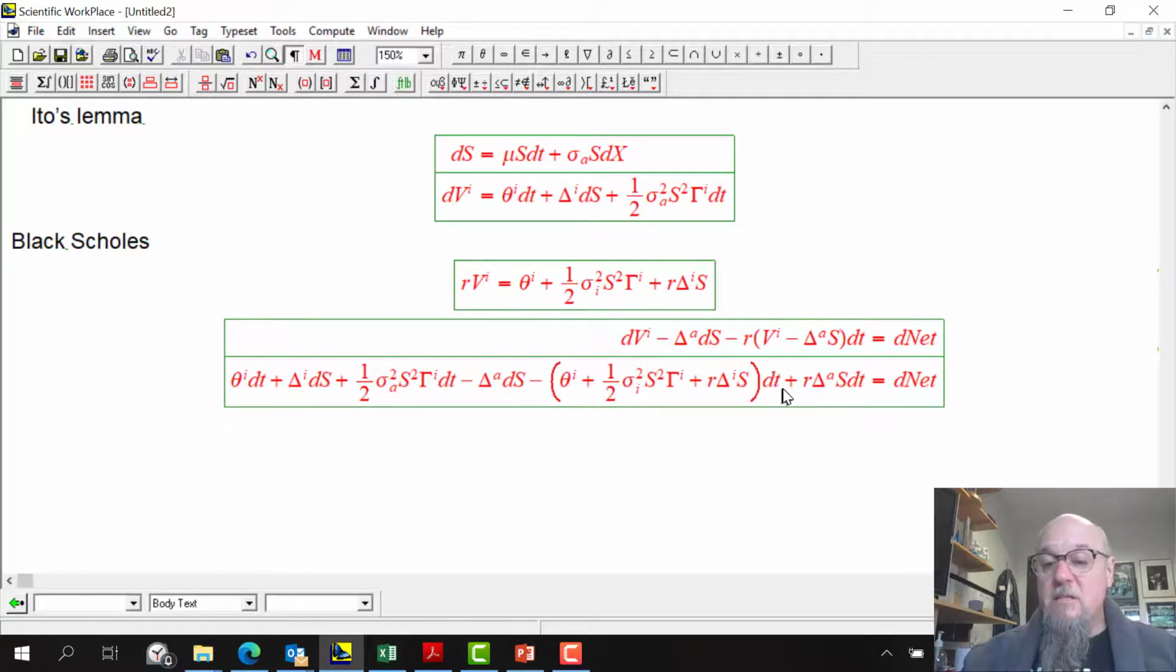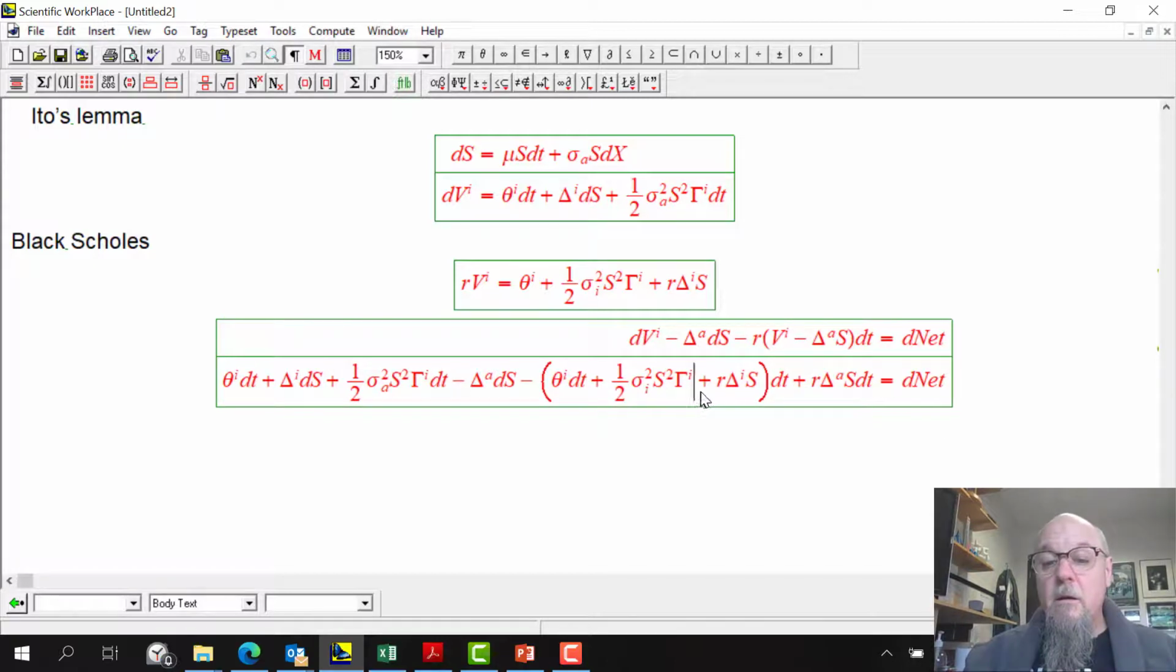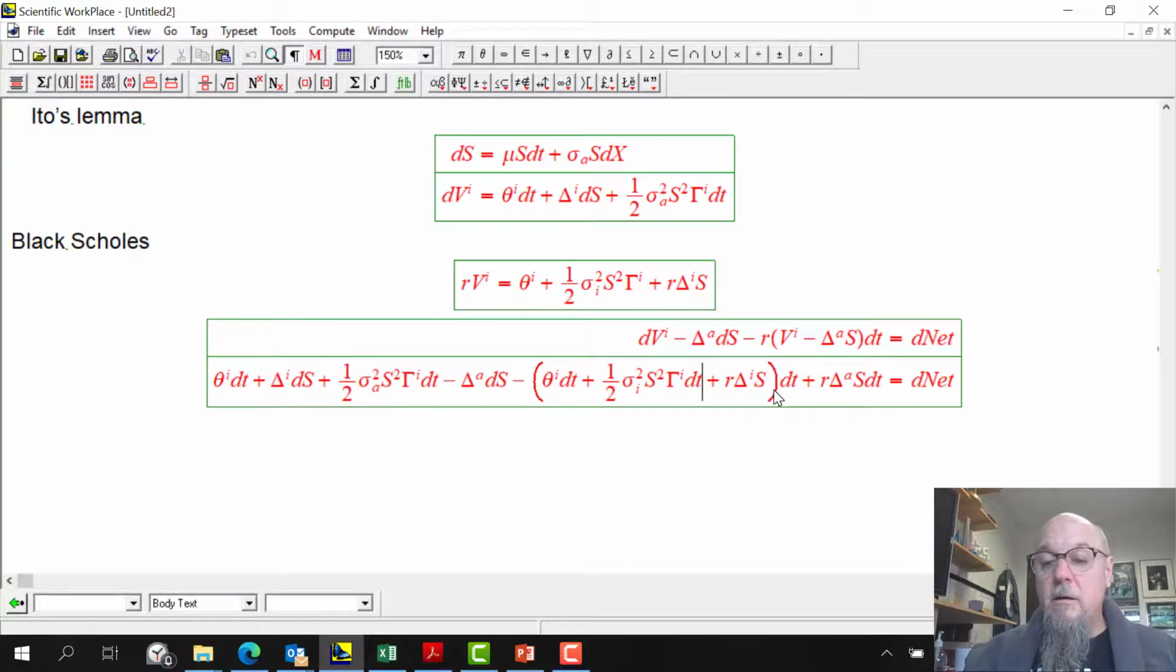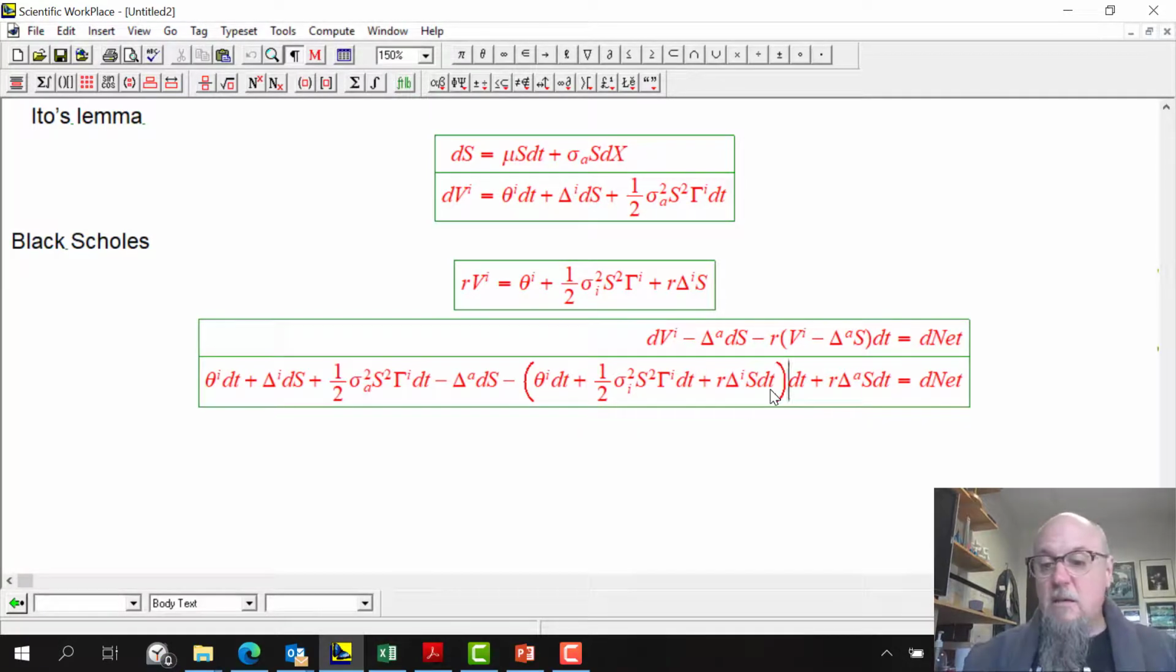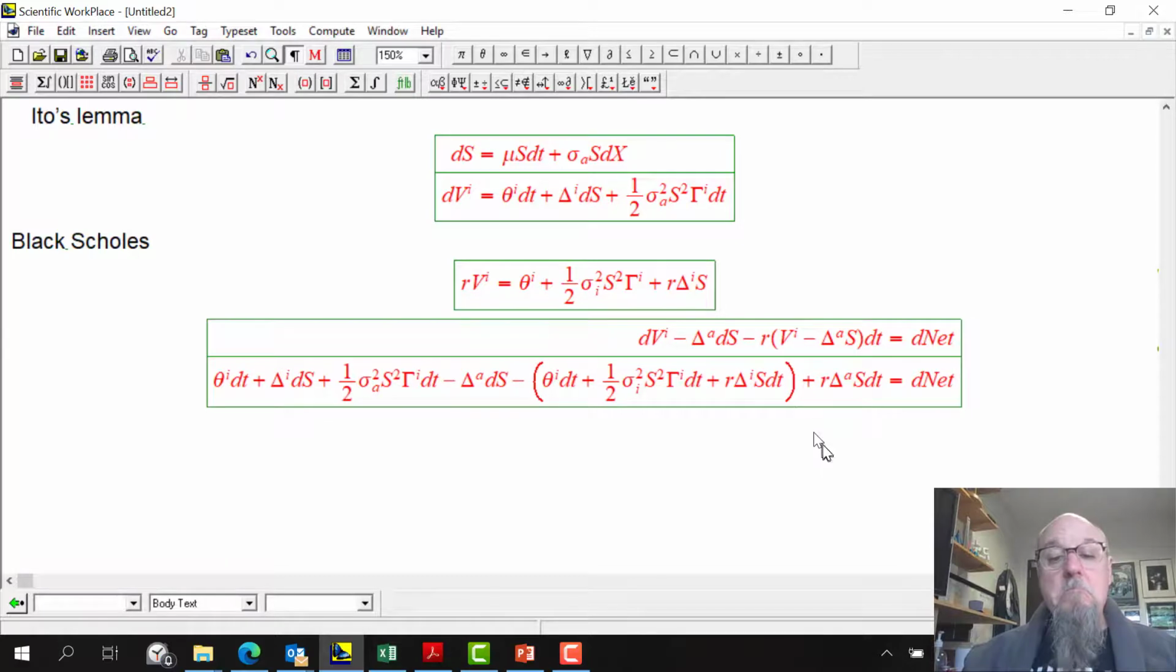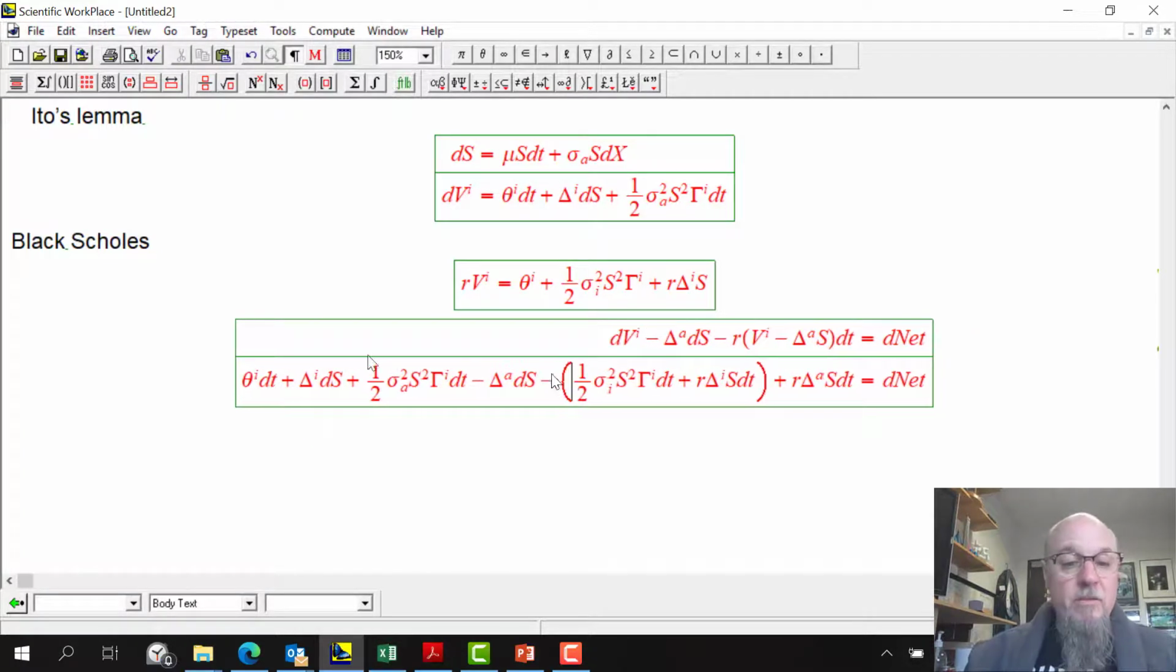And each one of these will have a dt in it. Let's multiply this. If I multiply this dt through the bracket, that's going to put a dt here, a dt here, a dt here. All right, this thing's just getting bigger and bigger, but it's going to simplify in a second. Here I've got theta_i dt minus theta_i dt, so these cancel. That's a nice thing.